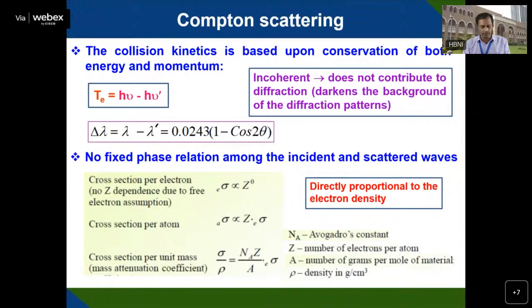For a high Z material, the scattering will be higher. The cross section sigma for the electron has no Z dependency; sigma depends on Z only due to the free electron assumption, and directly on the electron density.